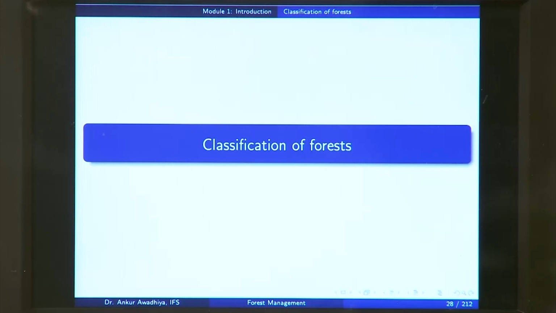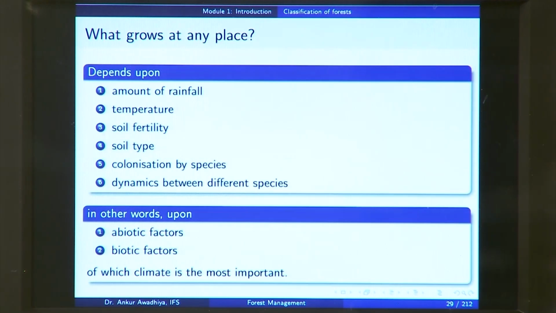Namaste. In the last lecture, we looked at what a forest is, and today we will have a look at the classification of forests. Now, what grows at any place depends on a number of factors. As we saw in the previous lecture, a forest is comprised of trees. What will grow at any place will depend on the amount of rainfall that we have at that particular location, because that will determine the amount of water that is available to the plants.